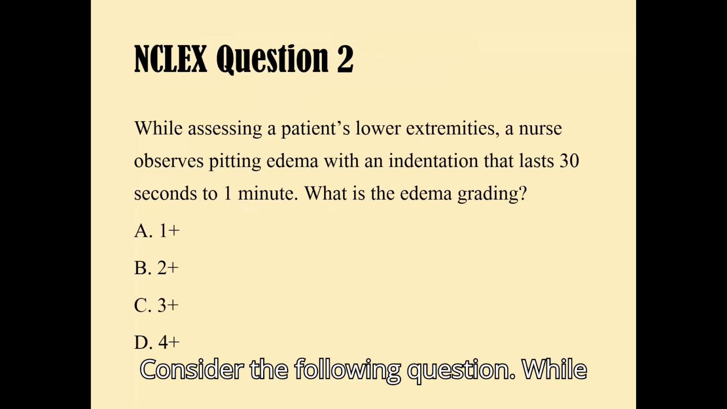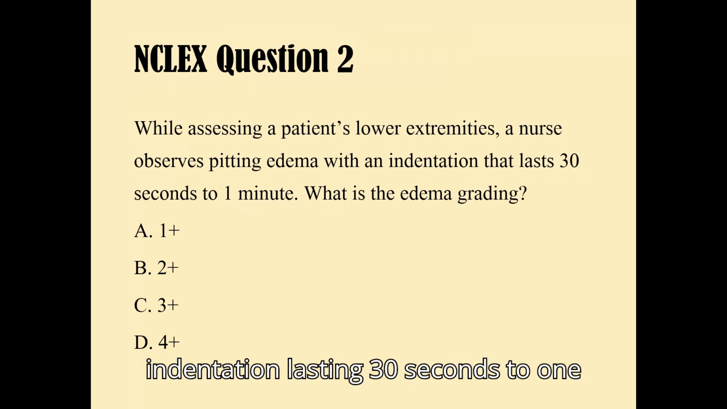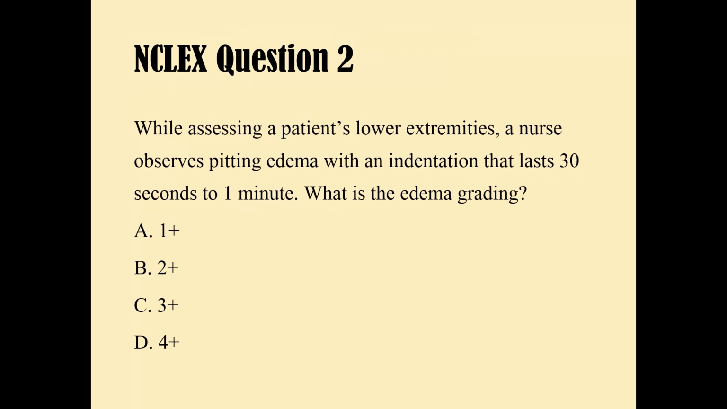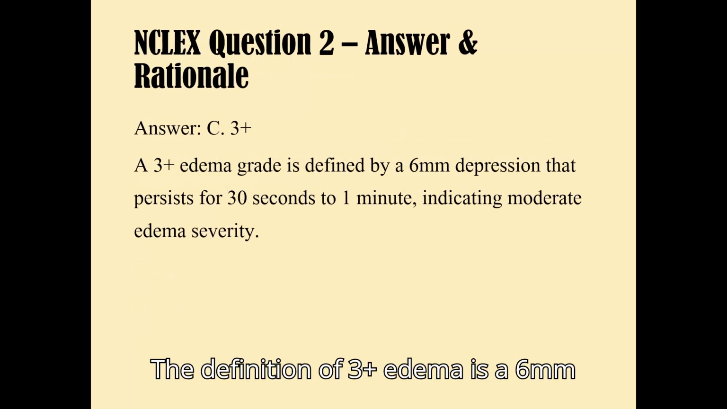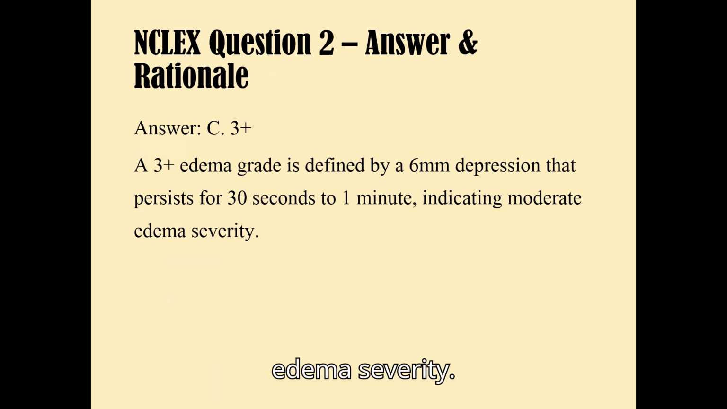Consider the following question. While assessing a patient's lower extremities, a nurse observes pitting edema with an indentation lasting 30 seconds to 1 minute. What is the edema grading? A, 1 plus, B, 2 plus, C, 3 plus, or D, 4 plus? The correct answer is C, 3 plus. The definition of 3 plus edema is a 6 millimeter depression that persists for 30 seconds to 1 minute and indicates moderate edema severity.